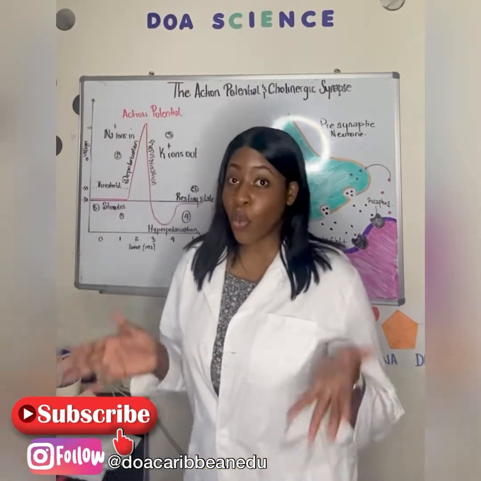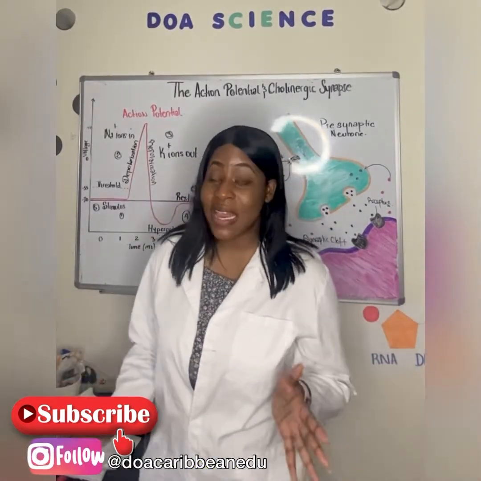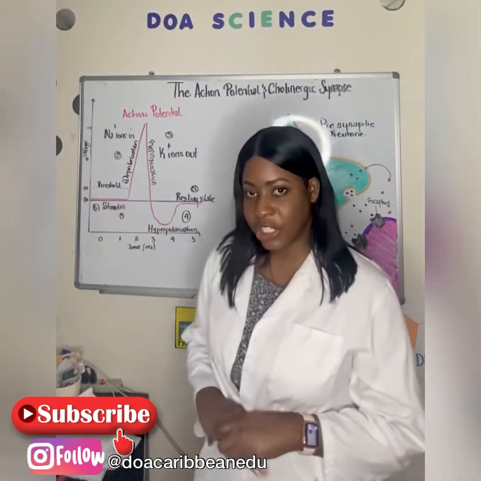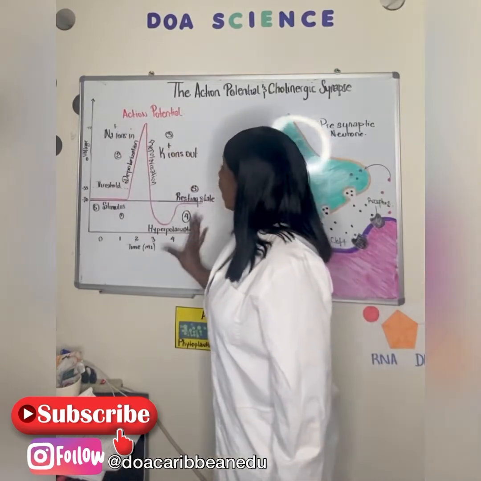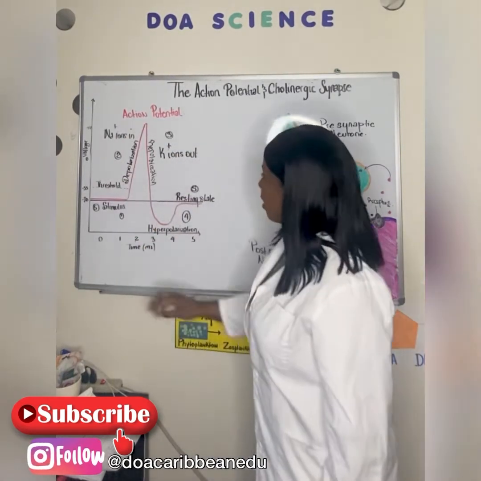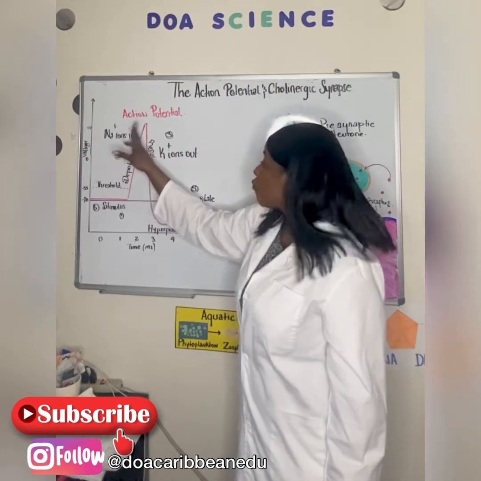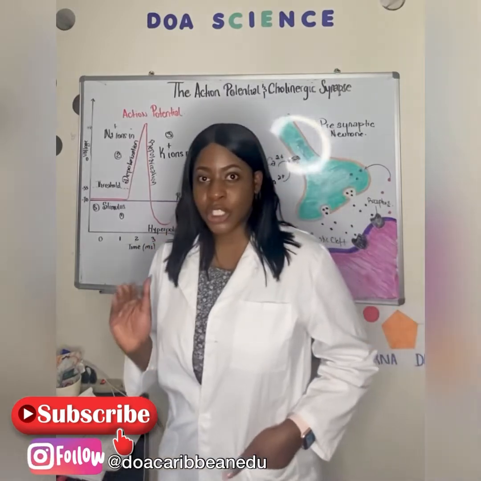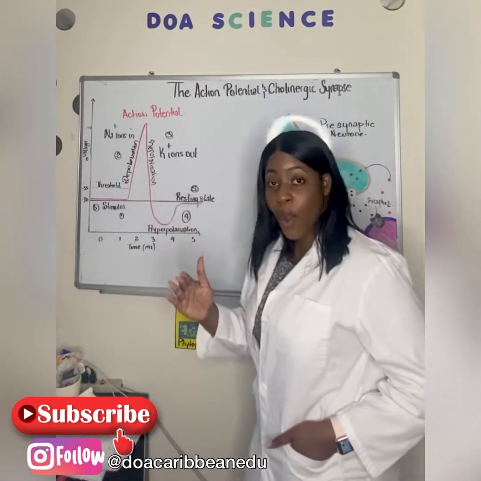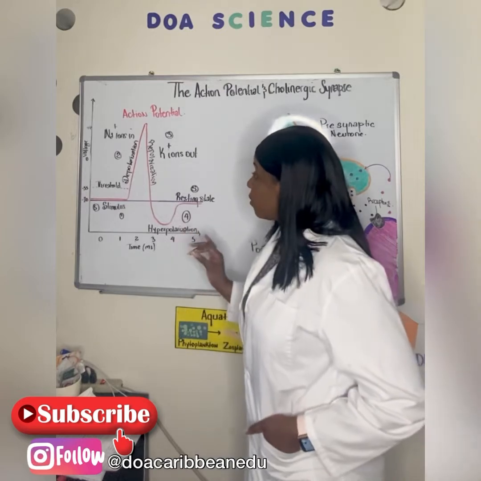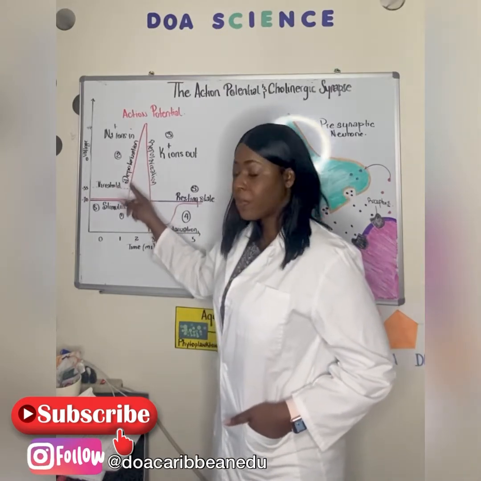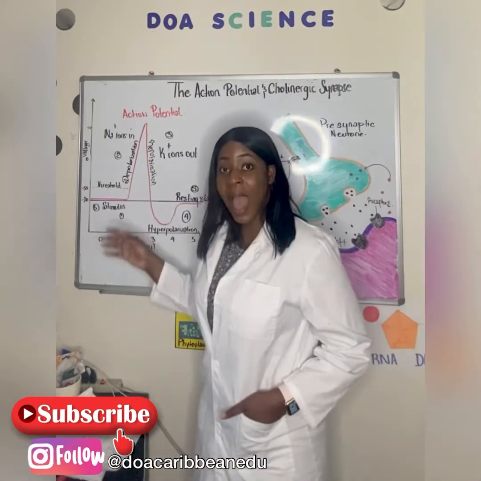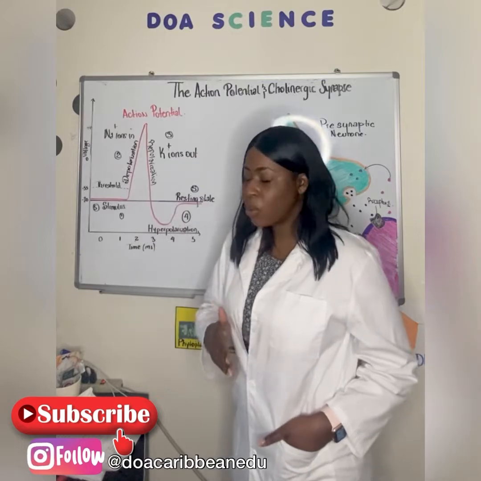Now let's talk about what will happen if the threshold is large enough to change the condition of the resting potential. The action potential has 3 steps. Yes, there's depolarization, repolarization, and hyperpolarization. Now, as an action potential is being generated down the axon, what will happen first is depolarization. During depolarization, sodium channels open and sodium will rush into the cell.